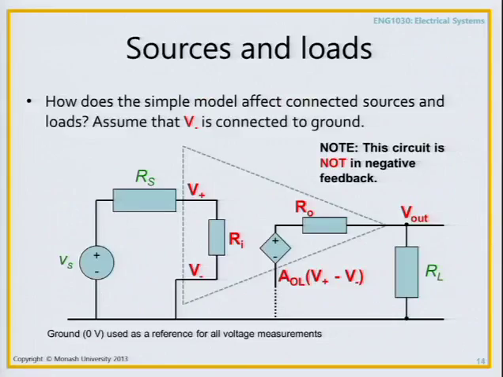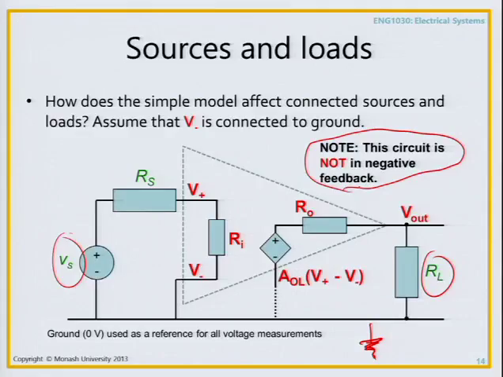Okay, so what about this example? Now we've got this op-amp here, and we've got some source voltage and some load resistance. So how does a simple model affect connected sources and loads? Let's assume that this is connected to ground, and this is all ground. And note, there is not negative feedback in this circuit.